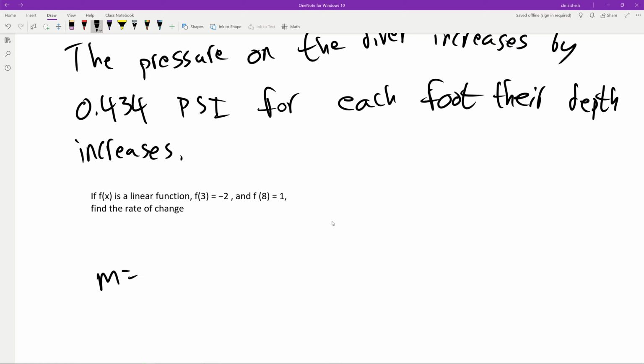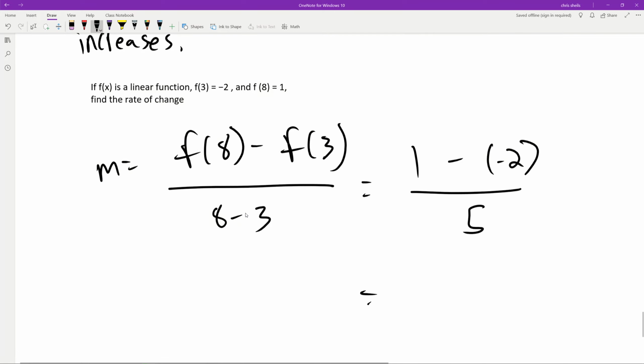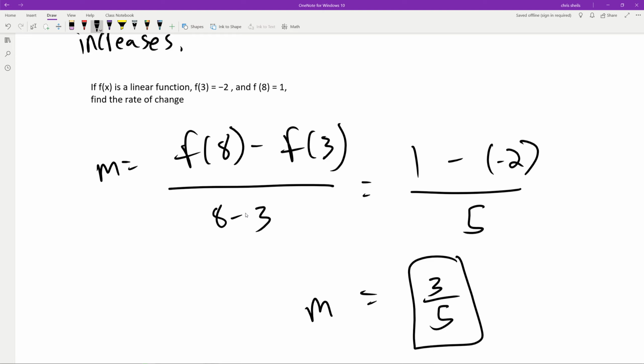Well, here I can use the definition of rate of change, where slope or rate of change is f of 8 minus f of 3 divided by 8 minus 3. f of 8 is 1 minus f of 3 is -2, divided by 8 minus 3 is 5. 1 minus -2 is 1 plus 2, which is 3, divided by 5. This is my slope, or my rate of change.